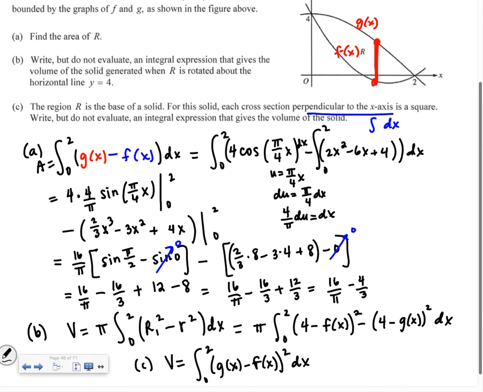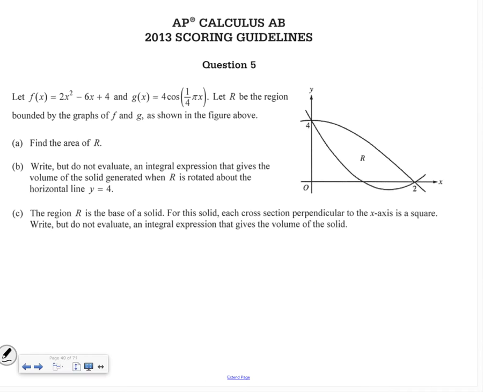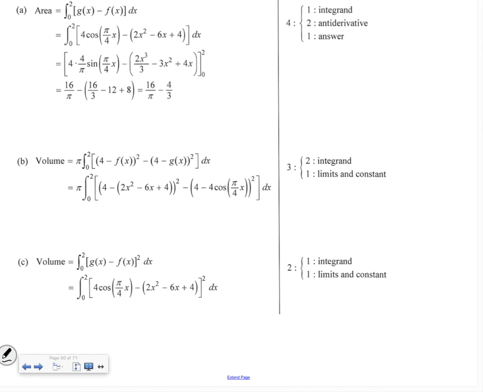I never put in f of x and g of x because it's time consuming, and if you miss a negative sign or something, you don't want to get it counted wrong. But at least you have the correct setup right there. Okay, so the scoring for this one. For part A, you would have 1 point for the integrand. The integrand is this g of x minus f of x. 1 point for the antiderivative. So let me underline the part, this and this, and then 1 point for your answer, okay?